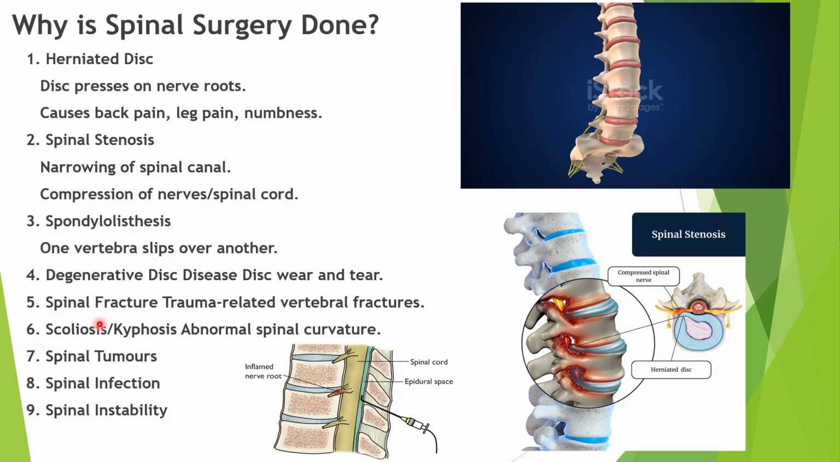Okay. So next, that is a spinal fracture. A spinal bone breaks because of injury or osteoporosis, which can damage the spinal cord or the nerves. Okay. Next, that is scoliosis and kyphosis.